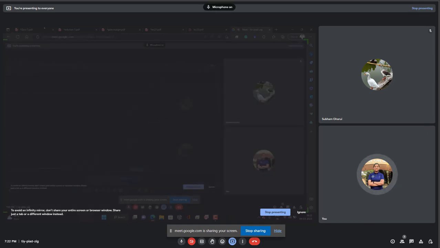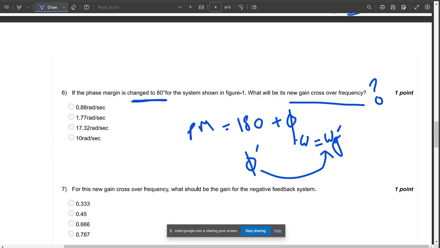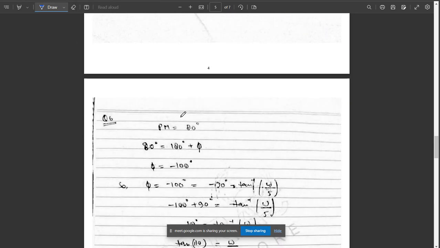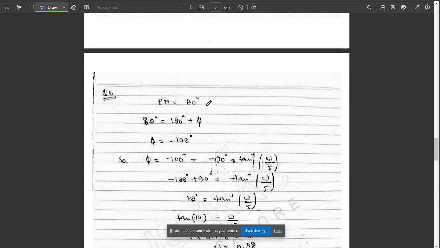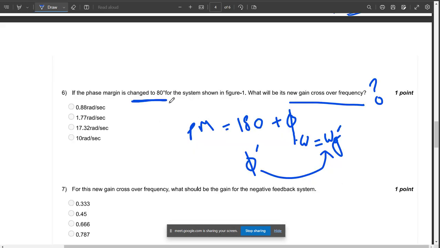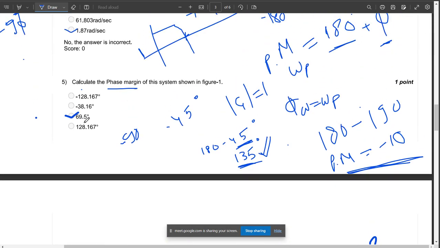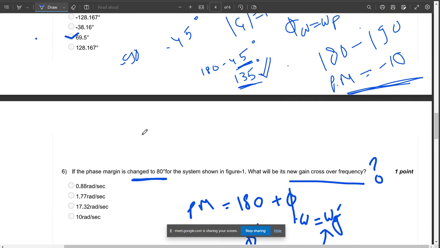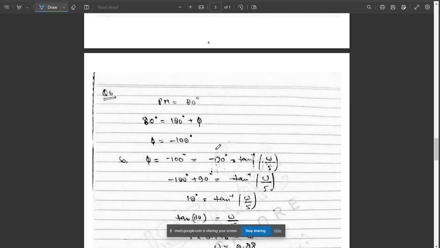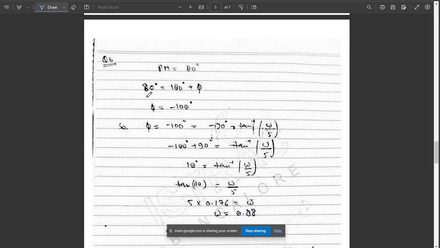Okay, so let's discuss the solution for this question now. The phase margin here has become 80 degree. This means that compared to when the phase margin was 69.5 degree, when phase margin becomes 80 degree, the system becomes more stable. Now let's try to find out the phase.